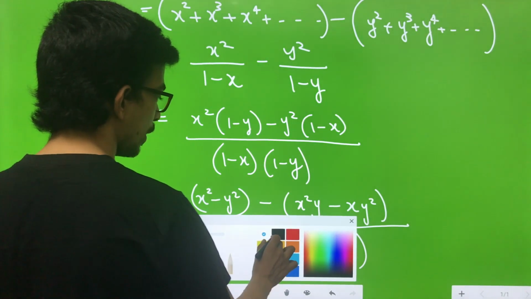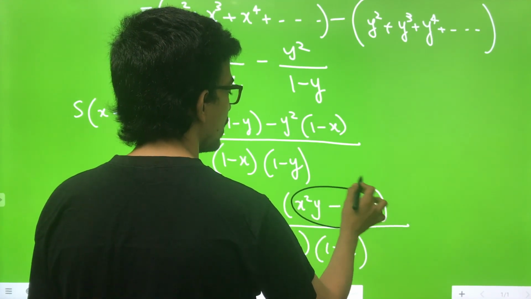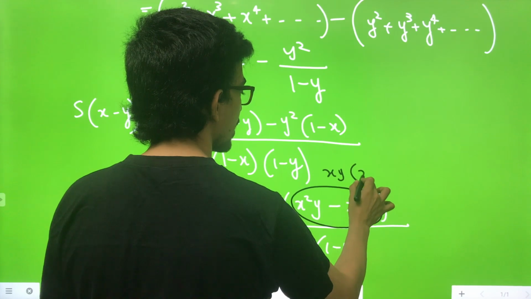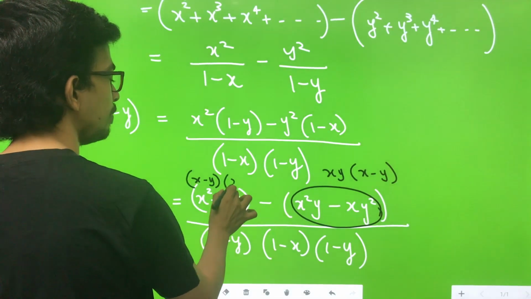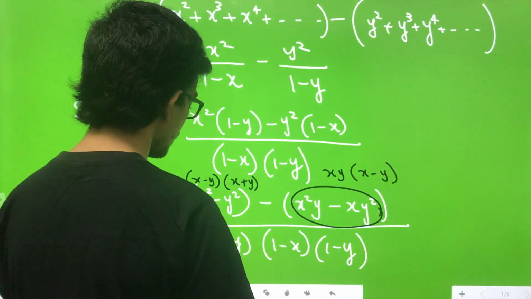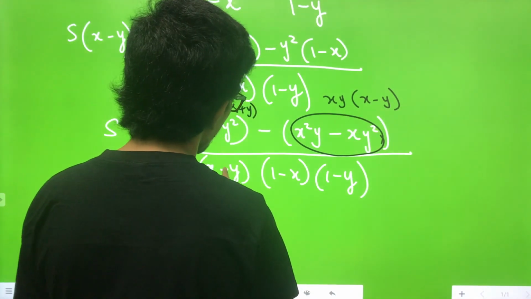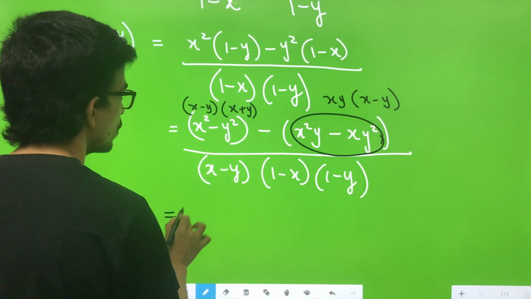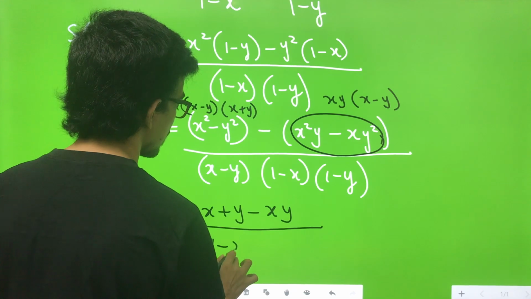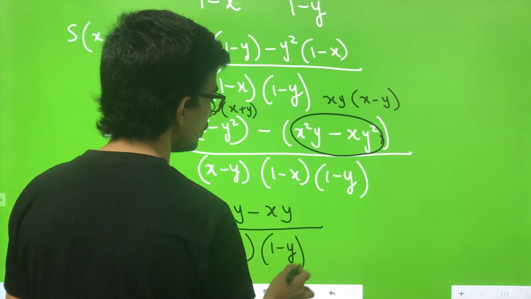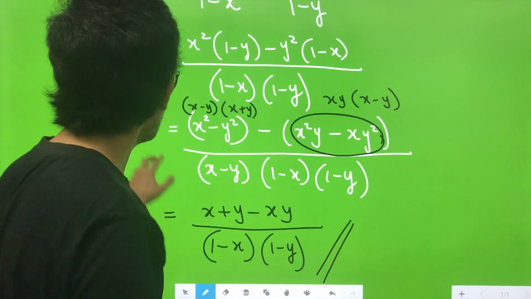Of course, you can cancel off x minus y here, and you can also take x minus y outside. So if you take xy out, this is going to be x minus y, xy into x minus y. This is x minus y into x plus y. So these two are going to get cancelled. The x minus y term will get cancelled with the x minus y term on the denominator. So this will be x plus y minus xy divided by 1 minus x into 1 minus y. So that is the final answer. X plus y minus xy divided by 1 minus x into 1 minus y.